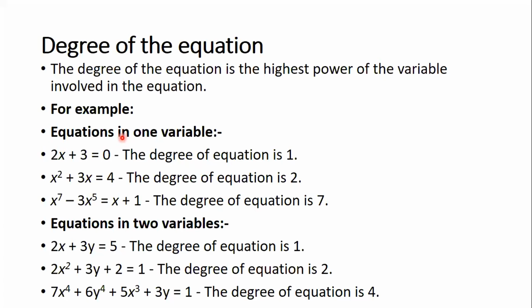Okay, so this was only one variable. Throughout all the three examples, there is only x present, so it is only one variable. When it comes to two variables, it is x as well as y. So here x as well as y, the power of both is only 1. So the degree of the equation is 1. Similarly, if you take the second equation, the highest power in the whole equation is 2, and y is to the power of 1. So that is why the degree of equation is 2.